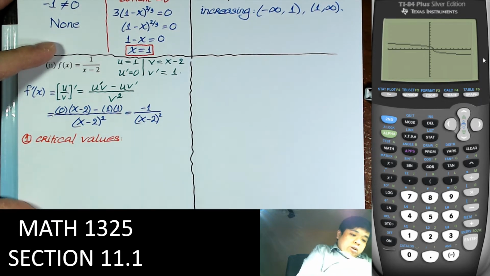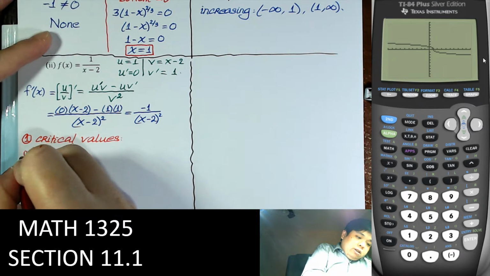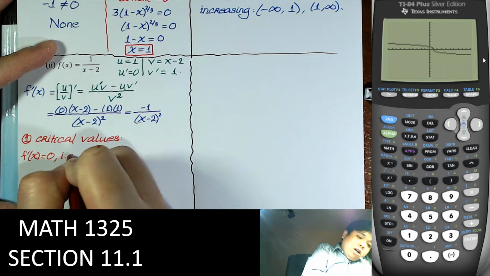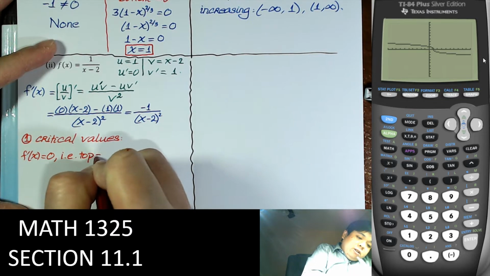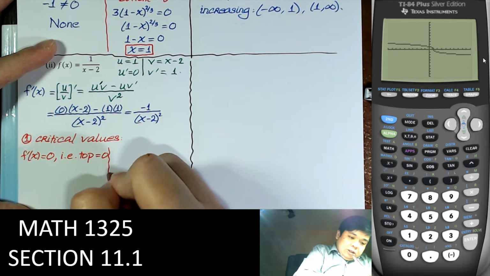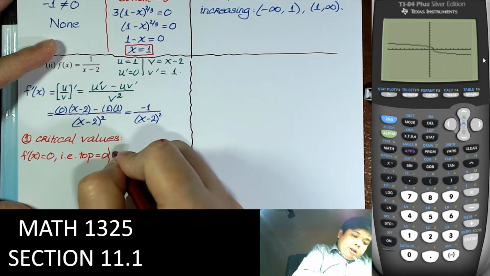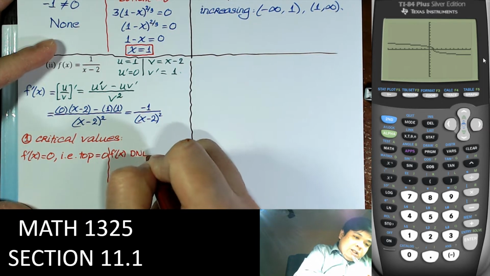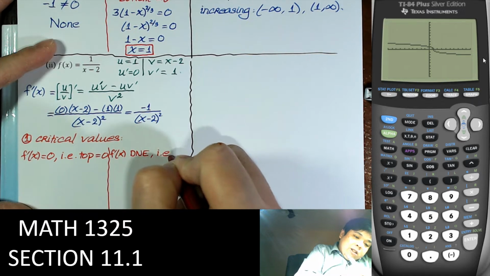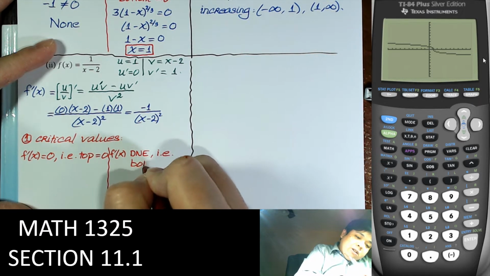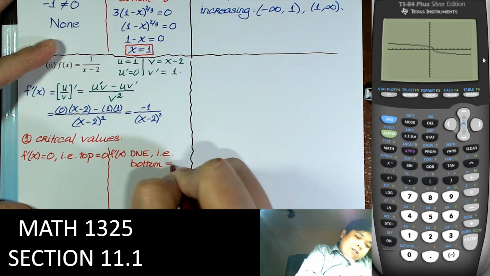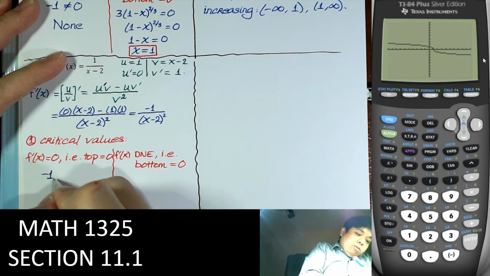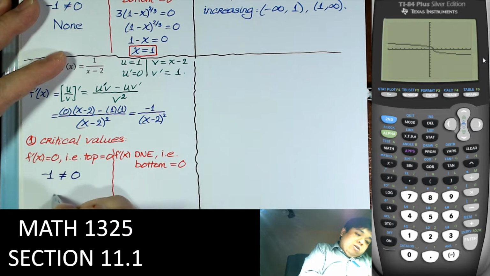It is where the derivative equals 0. That's where the top is 0. Derivative does not exist, meaning the bottom is 0. But the top is just negative 1 and we don't have anything, so that's none.